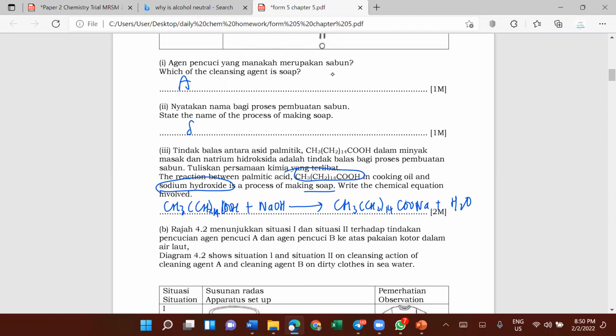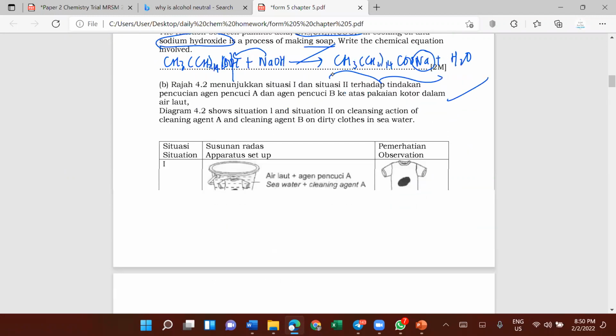Let's give Hurin a round of applause. Well done, Hurin. Okay, actually what she did was very simple, Yuga. I just take out the hydrogen and I put the sodium inside. That's it. All we need to do is to make sure in a soap, I have sodium. That's it. And your answer is correct. You get 2 marks for this. Well done.